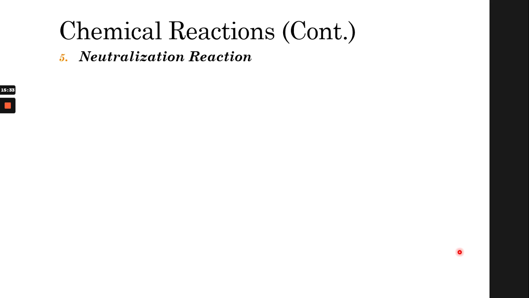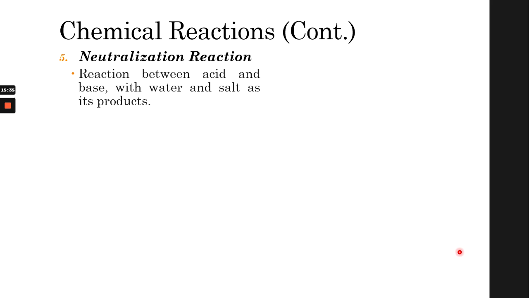Next, let's go to the neutralization reaction. A neutralization reaction is basically a reaction between an acid and a base. If you combine your acid and your base, you actually neutralize both. And what happens is you will always have a product of water and some type of salt. When we say salt here, it's not always NaCl. It depends on the combination of acid and base that you use. But you will always have water and some type of salt as your product.